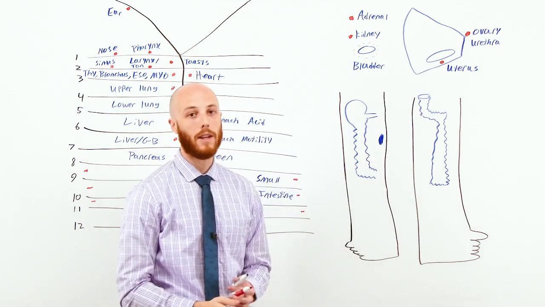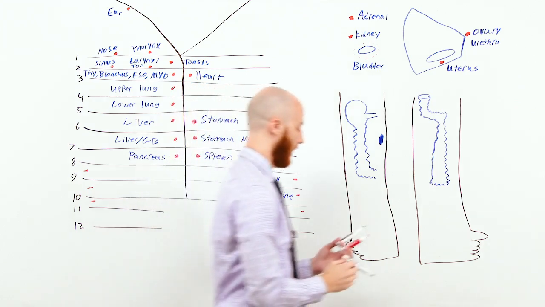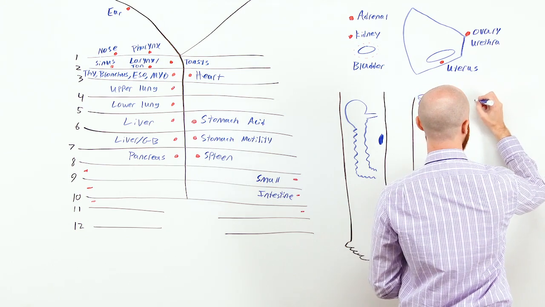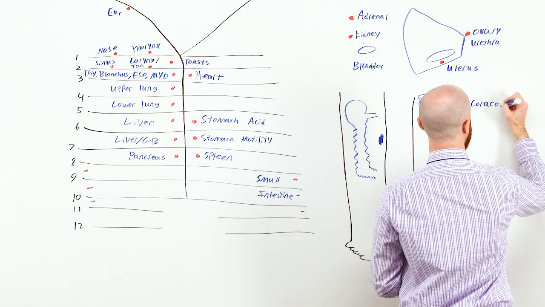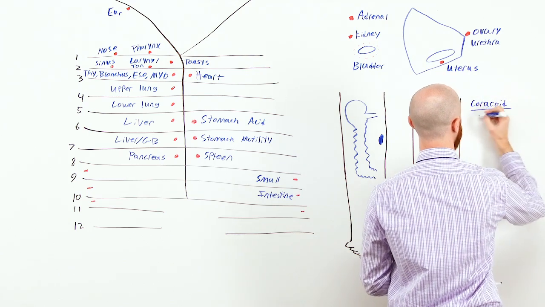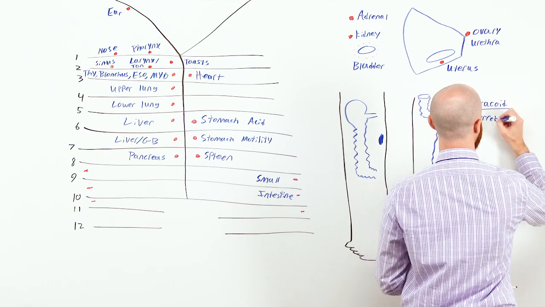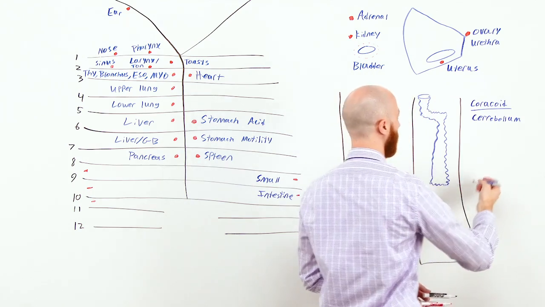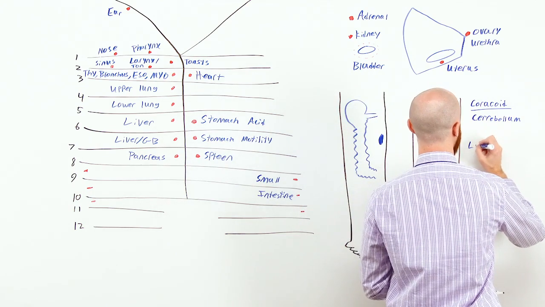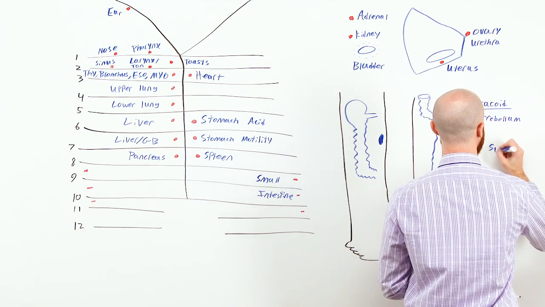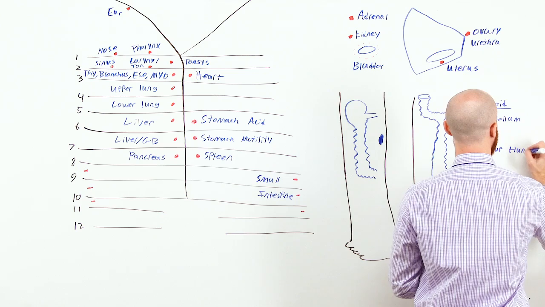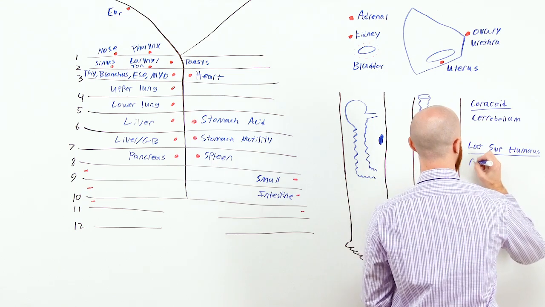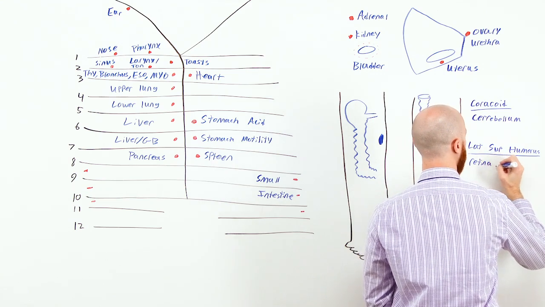There are two other random ones that don't really fit into the organizer anywhere, so we're going to have to write them out. So the coracoid will represent the cerebellum. And finally, the most random point of all of them, on the lateral superior humerus, that's going to represent your retina and your conjunctiva.